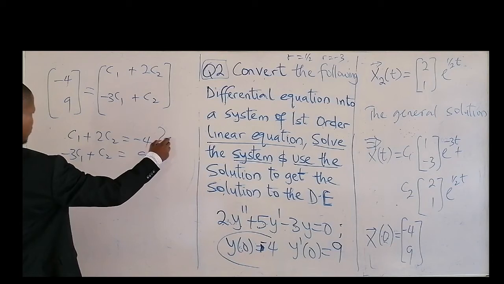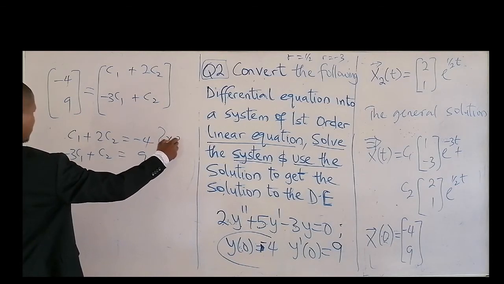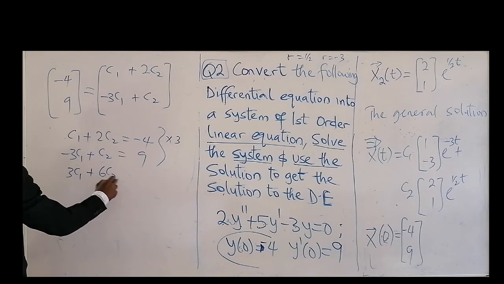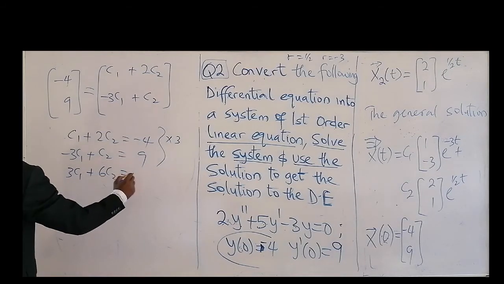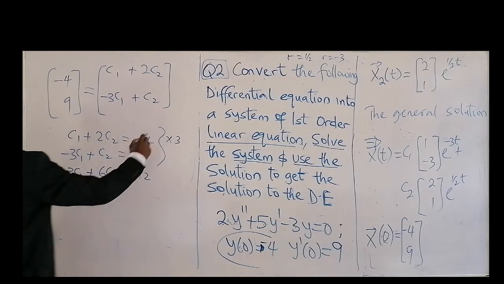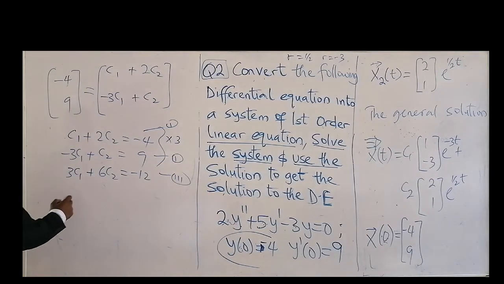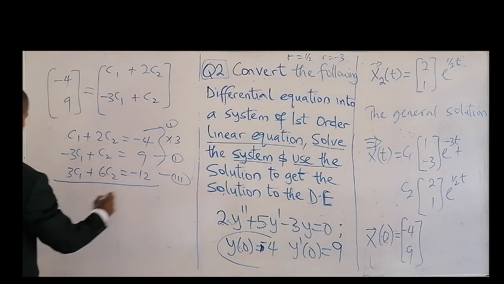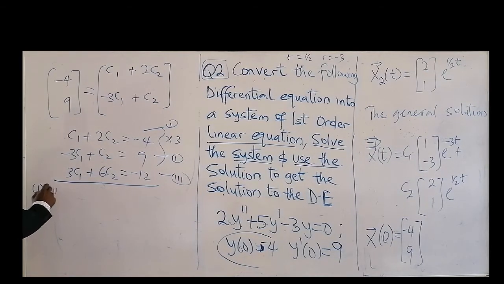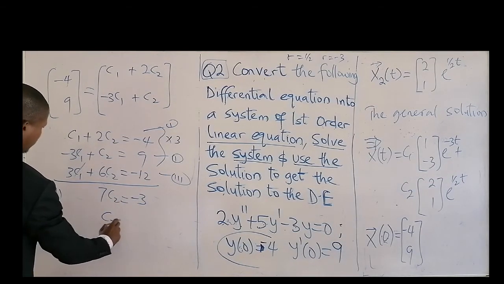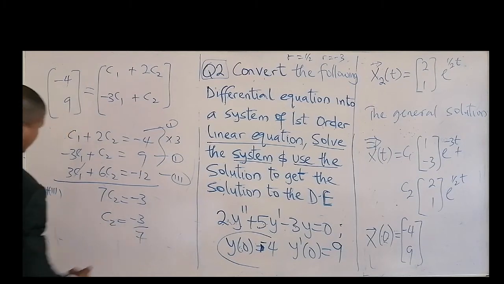Can we multiply the first one by 3? This one times 3, so we have 3C1 plus 6C2, equal to minus 12. So we have the first equation, the second one, and the third one. We can combine 1 and 3 together. So this will cancel. Then we have 7C2 equal to minus 3. So C2 is minus 3 over 7.